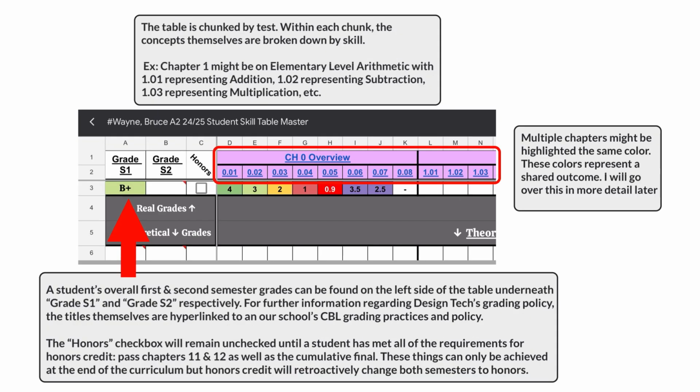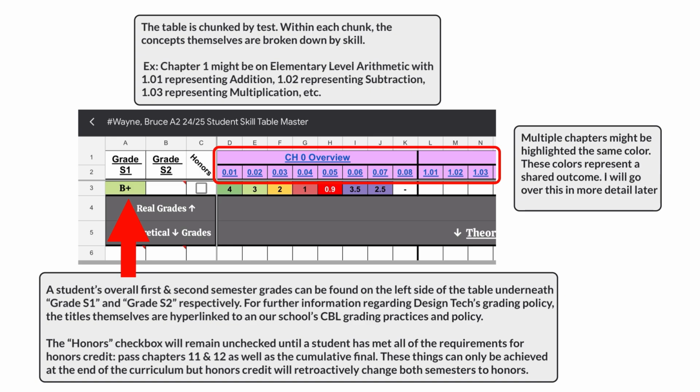So let's go over how to read the skill table and how to utilize this best and most effectively going forward in Algebra 2. The table is chunked by tests. With each chunk, the concepts themselves are broken down by what are called skills. So as an example, chapter 1 might be on something called elementary level arithmetic, the stuff we learned in grade school. 1.01 represents the first skill in chapter 1, and that might be something like addition. 1.02 would be the second skill in chapter 1, and it might represent something like subtraction. And then 1.03 would be the third skill in chapter 1, and it might represent something like multiplication.